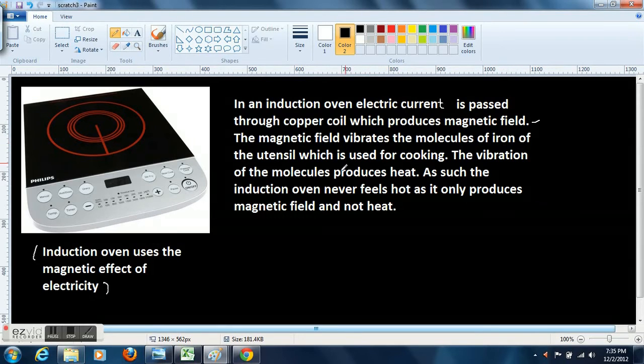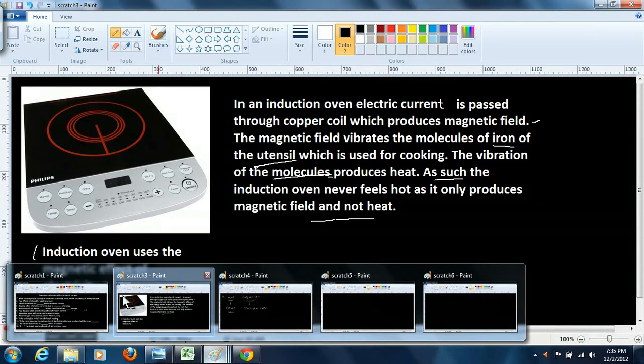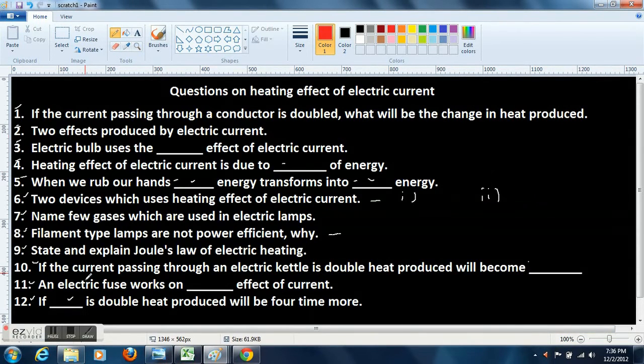Because electric current produces magnetic field, the magnetic field vibrates the molecules of iron of the utensil which is used for cooking. The vibration of the molecules of the utensil produces heat. As such, the induction oven never feels hot, as it only produces magnetic field and not heat. So this is one very interesting aspect of induction oven. Even when it is working, if you touch the oven, you will not feel the heat, because it only produces magnetic field, and this magnetic field vibrates the molecules of iron. So induction oven will have a special type of utensil.